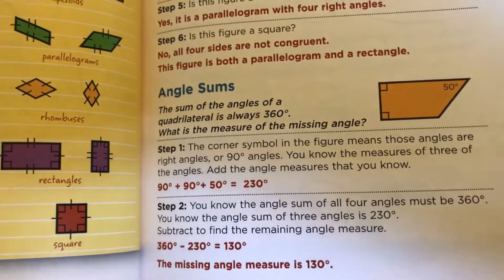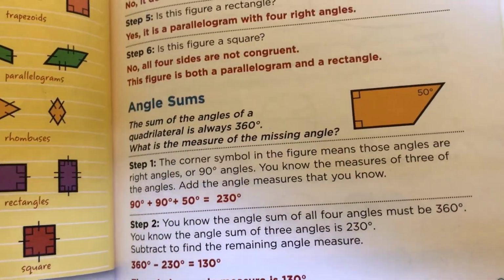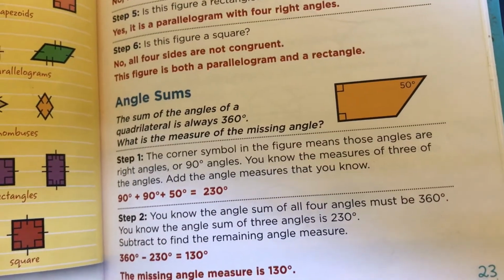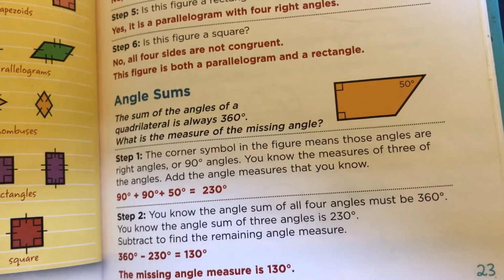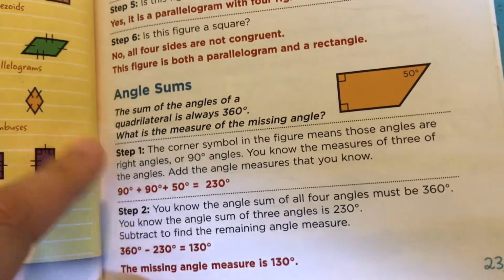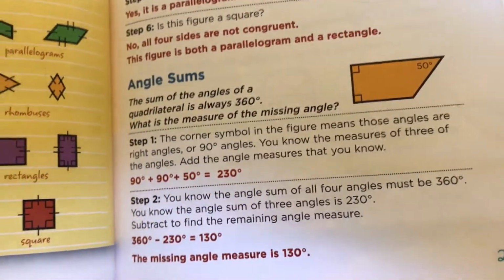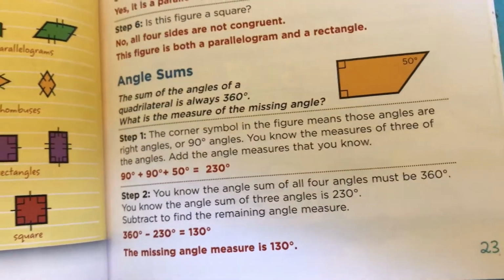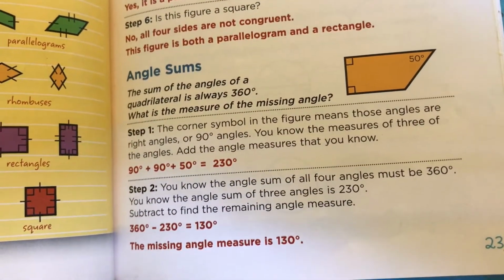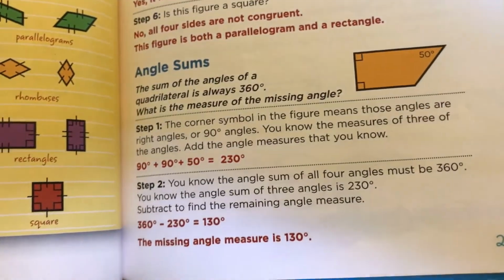Angle sums. The sum of the angles of a quadrilateral is always 360. What is the measure of a missing angle? The corner symbol in the figure means those angles are right angles, or 90-degree angles. You know the measures of 3 of the angles, and add the angle measures that you know. 90, 90, 90, 50 equals 230. Step 2. You know the angle sum of all 4 angles must be 360. You know the angle sum of the 3 angles is 230. Subtract to find the remaining angle measure. 360 minus 230 equals 130. The missing angle measure is 130.